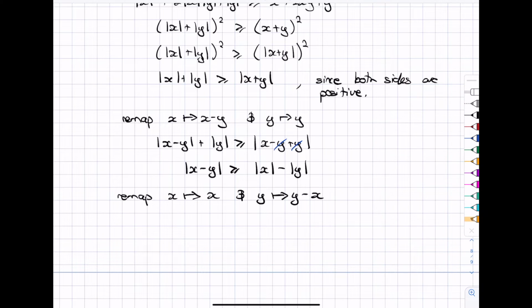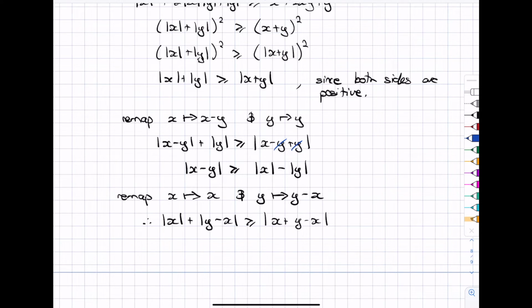Okay, so I'm going to substitute in x for x, so it stays as it is. But now I'm going to substitute y minus x everywhere I see a y. Okay, so what do we get? We get the absolute value of x plus the absolute value of y minus x is greater than or equal to the absolute value of x plus y minus x.